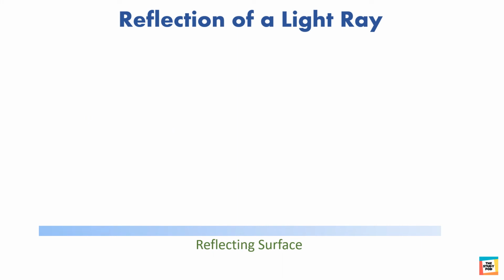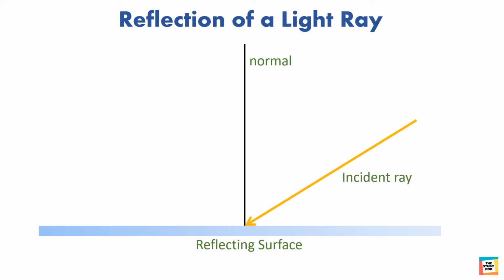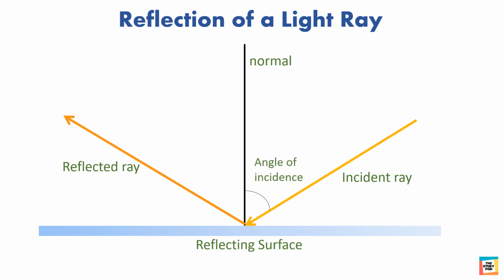Suppose this is a reflecting surface and this line is its normal. This is the ray of light, also known as the incident ray. Once it touches the surface, it will be reflected like this. The angle between the normal and incident ray is called the angle of incidence, and the angle between the reflected ray and the normal is known as the angle of reflection.